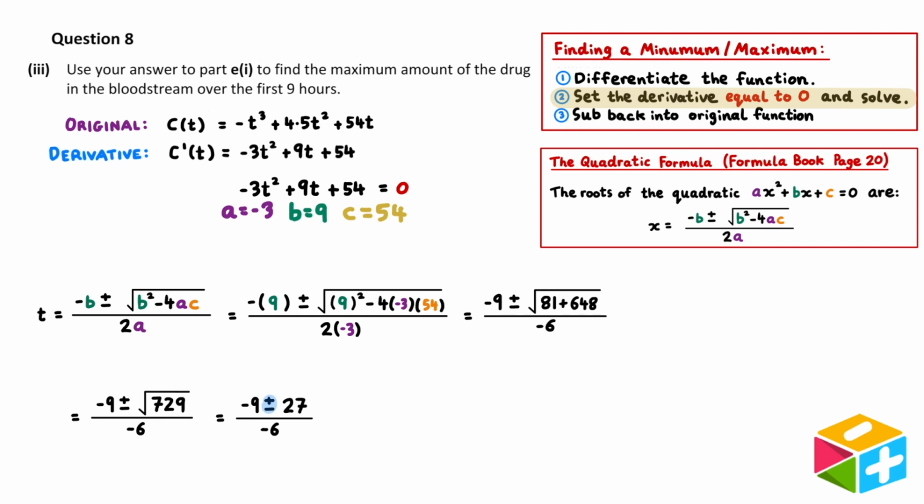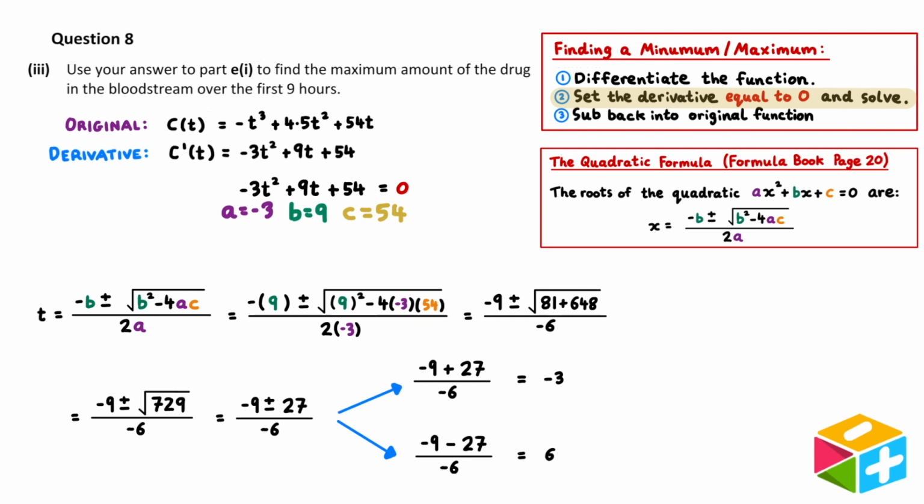From here, we need to deal with the plus minus sign. This symbol means that we need to split into two cases. In the first, we replace the symbol with a plus, and in the second, we replace this symbol with a minus. In our first case, minus 9 plus 27 all over minus 6 comes out as minus 3. In the second case, minus 9 minus 27 all over minus 6 gives us plus 6. So we've ended up with two values of t.